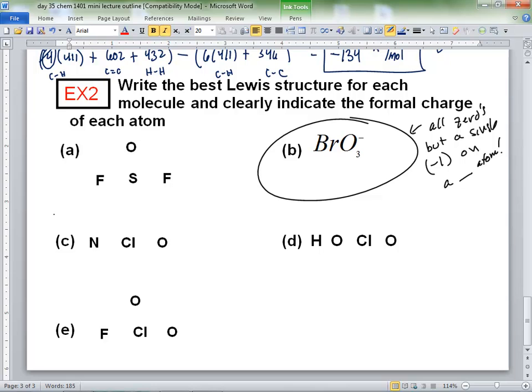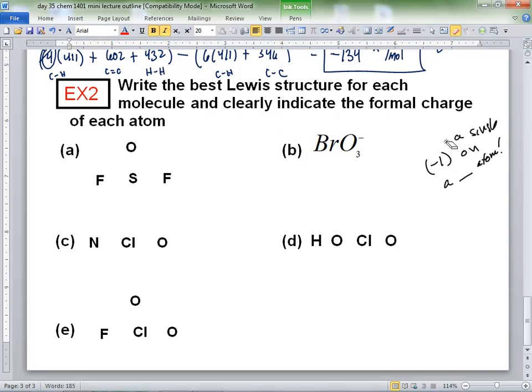Okay. So let's go to the boards and see if we can knock this stuff out. Help each other out. Do everything you did before. Follow CNOS, follow octet rules, do all that. But calculate formal charges. And notice there's only one compound up here that has a charge. So your best answer for A, C, D, and E is going to be zeros for formal charges for everything. You get that? Hey, you can move on. Okay, let's try it.